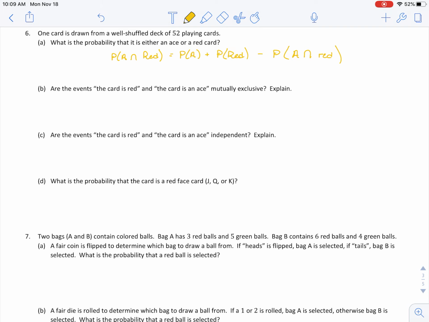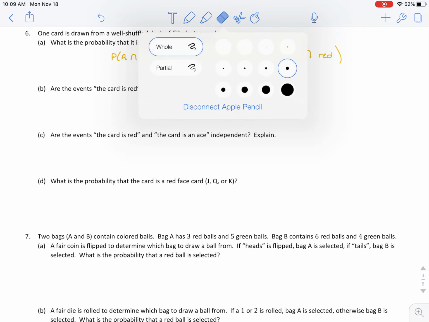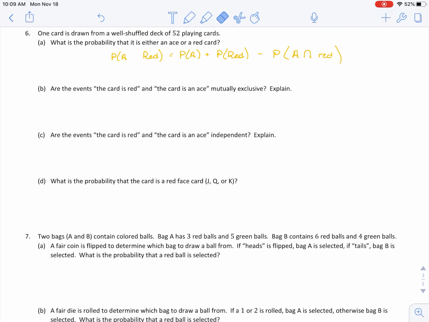I just realized I wrote the wrong symbol earlier in the first part. My apologies. That should have been the union symbol for ace or red. So of our 52 cards, 4 of them are aces. And you're only drawing one card, so you still have 52 cards to choose from, half of which are red.